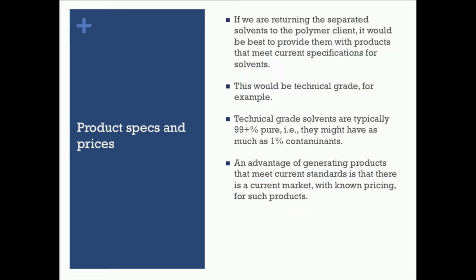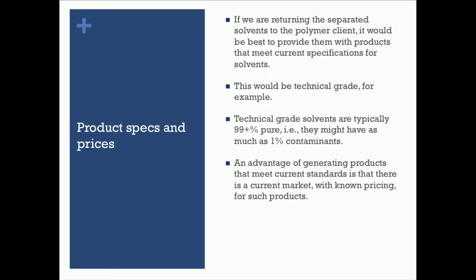Okay. Now we get to product specs and prices. If you're going to return separated solvent to the polymer client, it would really be best if we can provide them with products that meet current specifications in the market. That is, if we could make research grade methanol or research grade isopropanol, that would have a higher value than technical grade, and it would certainly have a higher value than a reprocessed solvent.